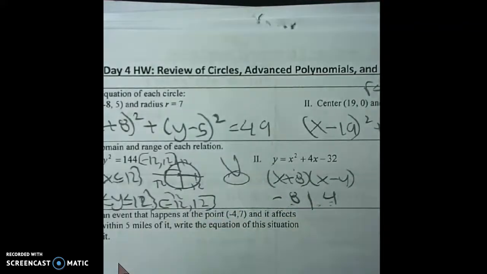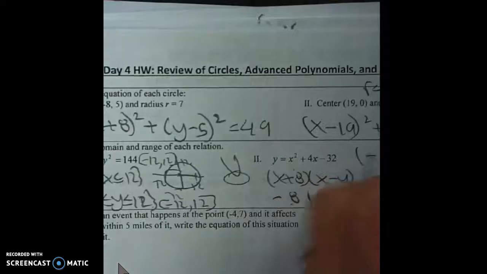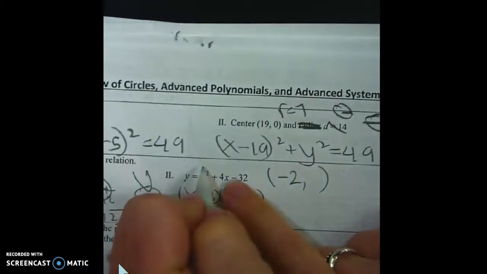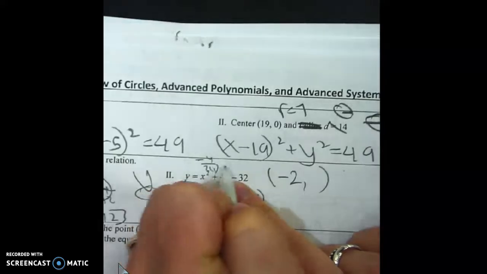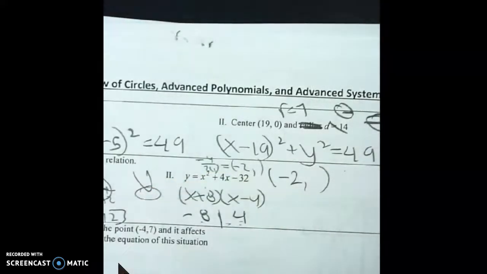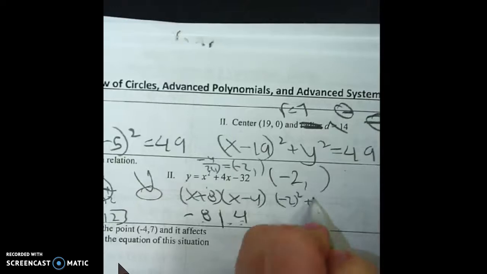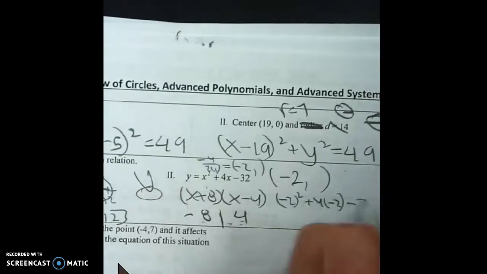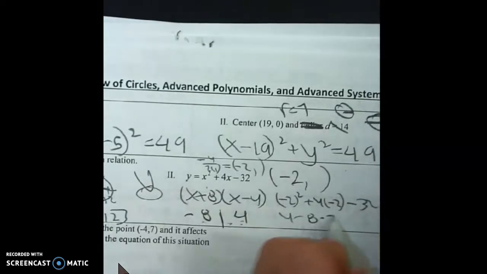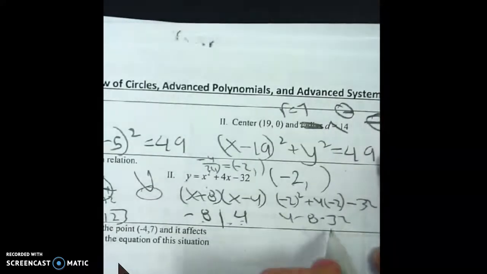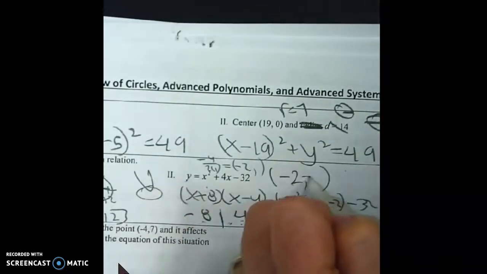Okay, so the middle of that would be negative 2. So that would be, let me move this over, the x value of my vertex. The other way to do it is negative b over 2a. Whatever you want to do, I don't care. To get the y, you go negative 2 squared plus 4 times negative 2 minus 32, 4 minus 8 minus 32, negative, did I do that right? I think so. Negative 16, negative 48.